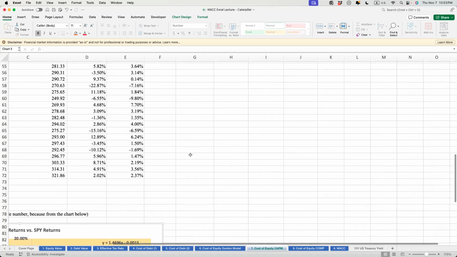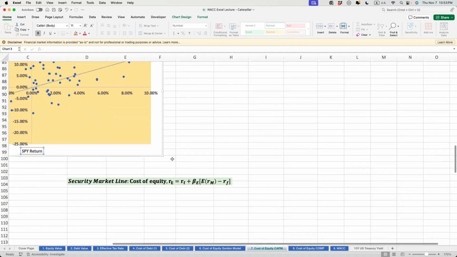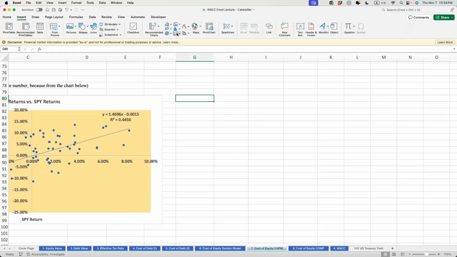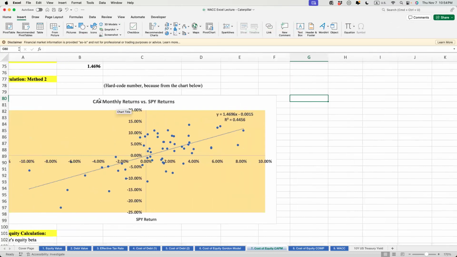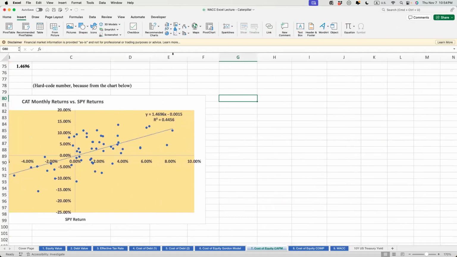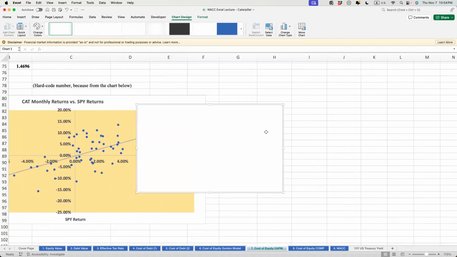Okay, so the way to set up this graph, let's just build it from scratch. Go to the top and click Insert. Whenever we try to identify a relationship between two variables, here one is Caterpillar return and the other is SPY return, and we want to visualize the relationship, normally we choose the scatter plot. So let's grab a scatter plot.